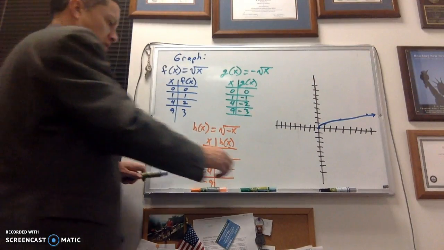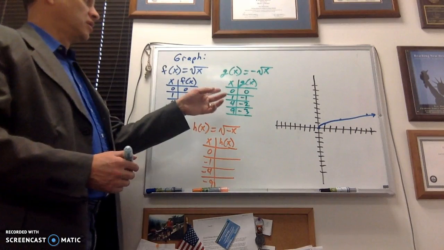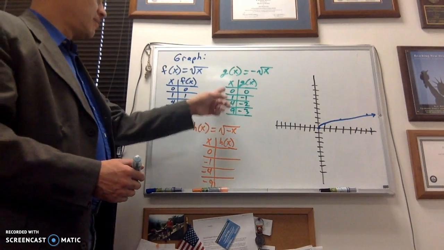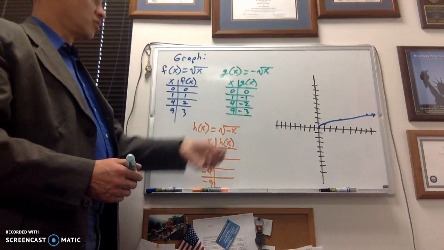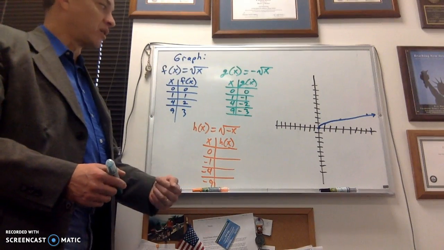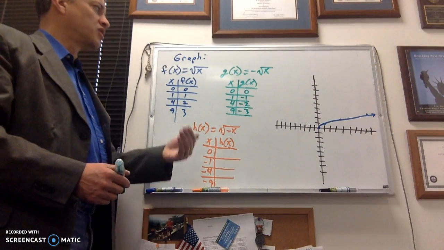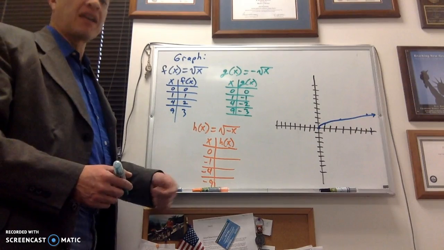Okay, now let's see what happens if I put a negative in front of all that. Well, I'm using the same x values again. Square root of 0 is 0. The square root of 1 is 1, but then I take the negative of that, so it'll be a negative 1. Square root of 4 is 2. I take the negative of that, it'll be a negative 2. Square root of 9 is 3. I take the negative of that, it's a negative 3.